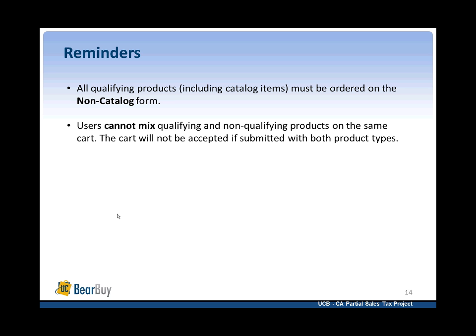This is mainly because the taxability flag that was created in BearBuy is at the header level, not at the line level. So it will affect everything in the cart regardless of the supplier or form selected. So that's why we say just keep all qualified products together. Don't mix any non-qualifying products in that order.